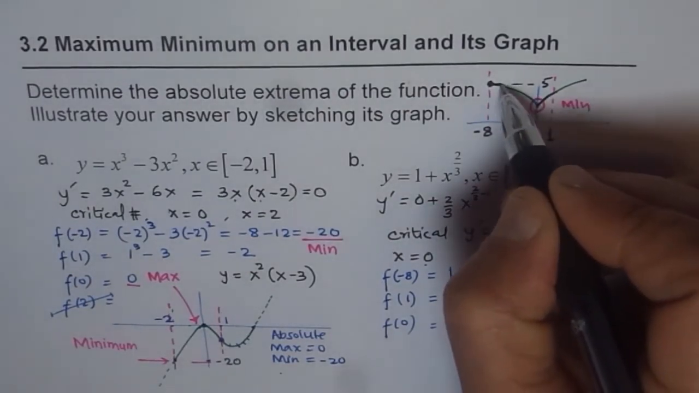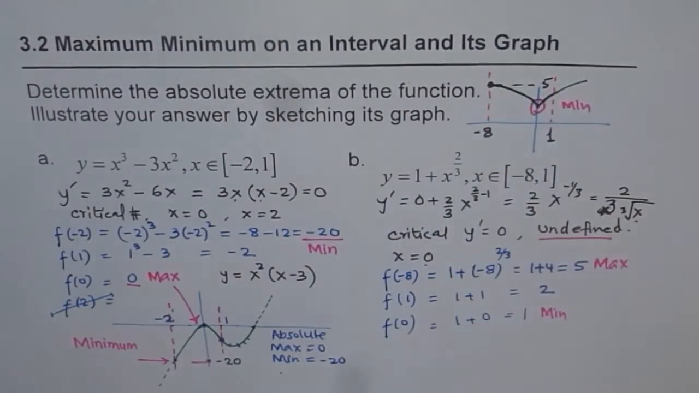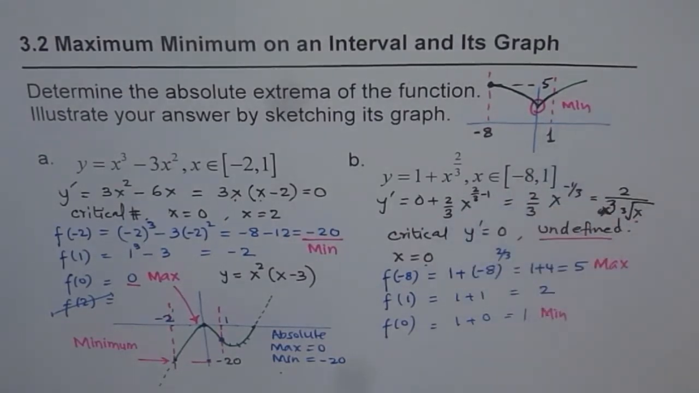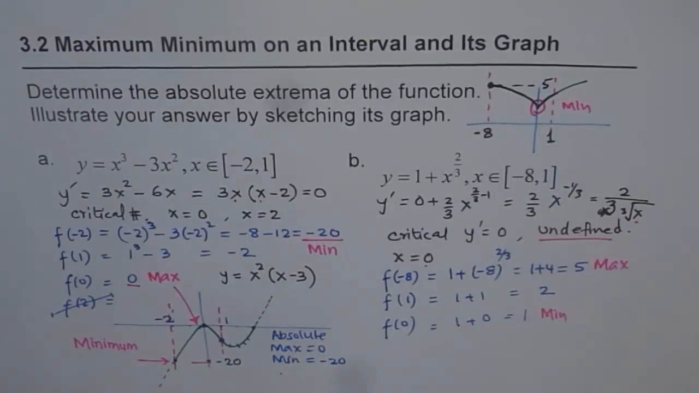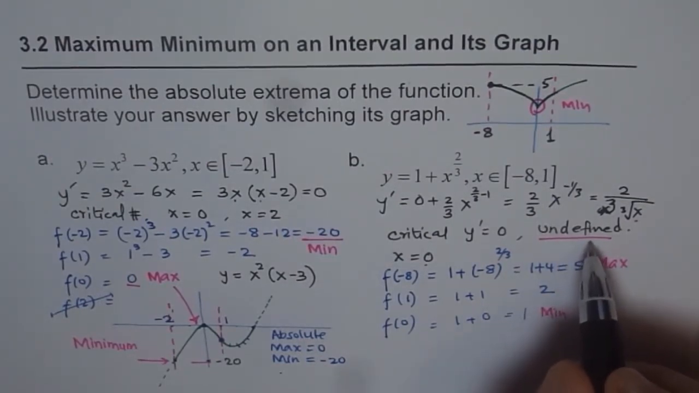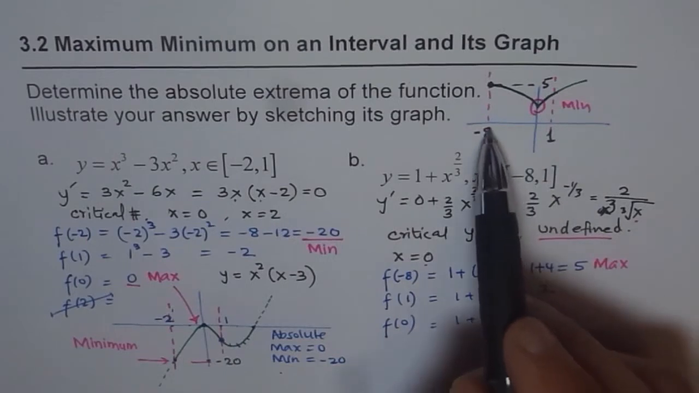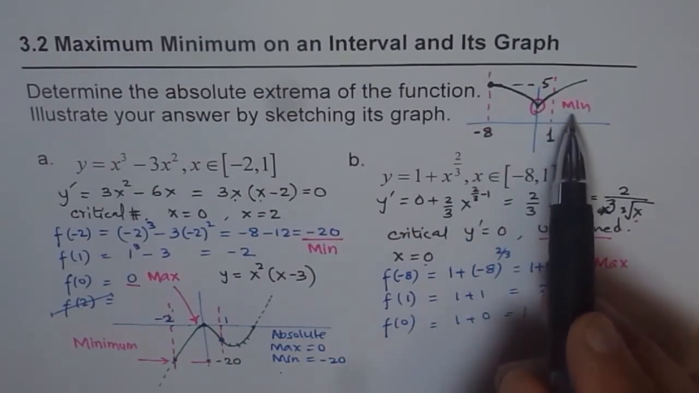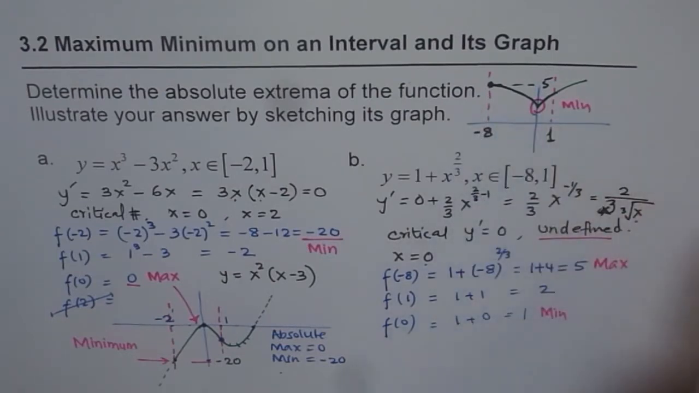So that is how our function is, and we should draw this bound. That means we have to draw this part of the function which represents the function within the limits of minus 8 and 1. Now what is important to state here is that we do have an undefined derivative within the interval, but still we have an absolute minimum value, correct? The important thing is the function should be continuous within the domain, right?